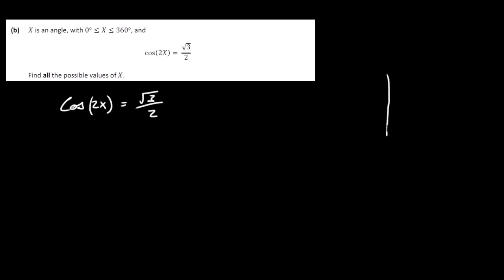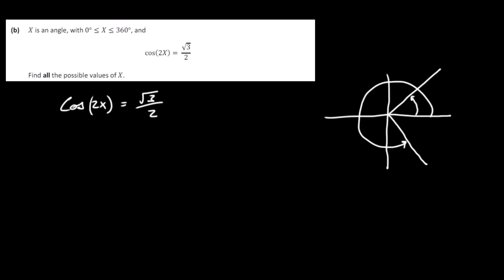But let's just draw a quick sketch here. We are looking for cos of some angle to be root 3 over 2, and it's going to be positive. So where is cos positive? Well, cos is positive in the first quadrant, so our first angle is going to be there, and it's also positive in the fourth quadrant. So our second angle is going to be this angle here.